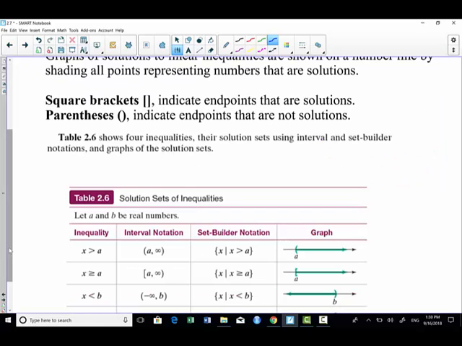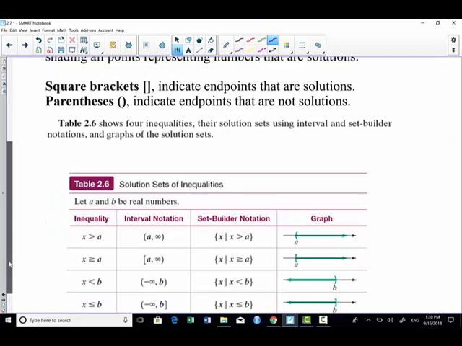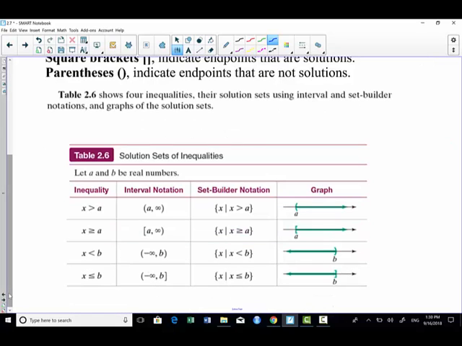The table below shows 4 inequalities, their solution sets using interval and set builder notations, and graphs of the solution sets. The first case is x greater than a. So we're going to put a on the real number line and shade the part to the right of a to represent all the numbers that are solutions. And also we use parentheses at a because a is not a solution in this case.